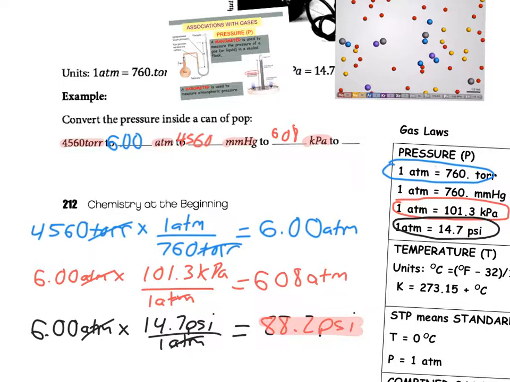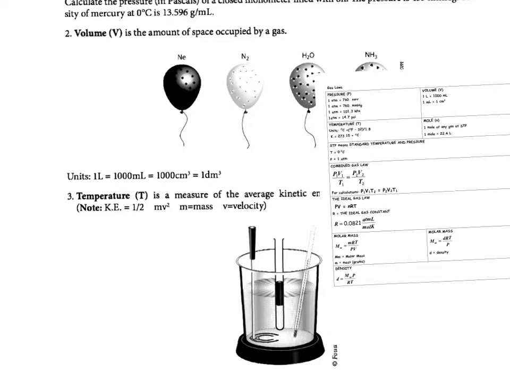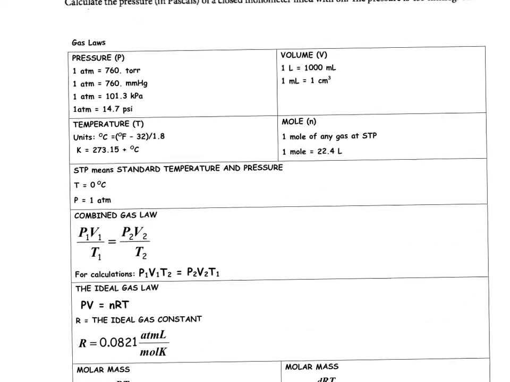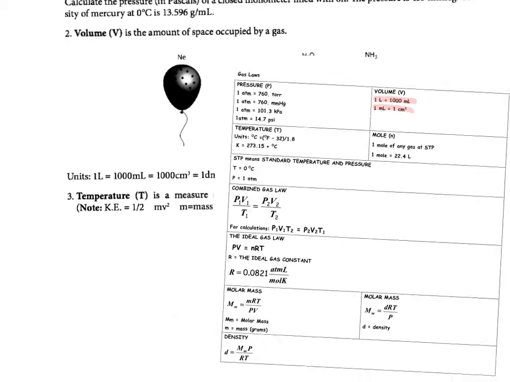Okay, so we're going to do the next unit conversions of volume and temperature. So now we're going to look at volume. And volume in gas laws, as we have here on the gas law sheet, we'll be working with mainly 3 units: the liter, the milliliter, and the centimeter cubed. So here are some reminders of the units that we worked with before when we did volume conversions.